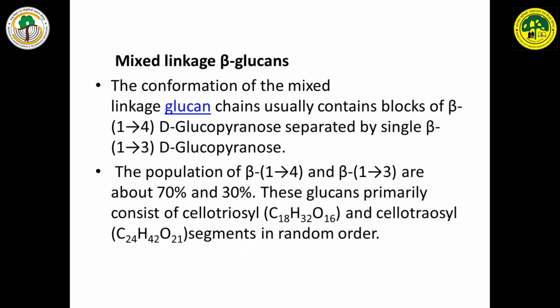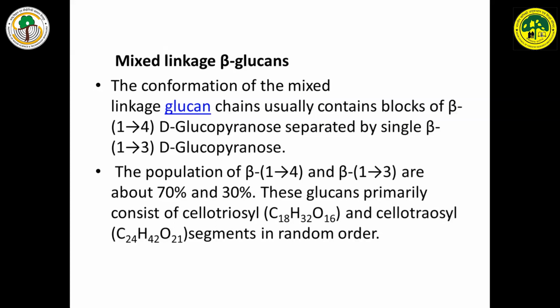Next, mixed linkage beta glucans. In the mixed linkage beta glucans, the conformation of the mixed linkage glucan chains usually contains blocks of beta 1,4 D-glucopyranose separated by single beta 1,3 glucopyranose units. So that means in the mixed beta glucans, only glucose units are present, but the linkage is different. Alternate units are bound together in the first linkage with 1,4, whereas the second glycosidic bond is the 1,3 glycosidic linkage.